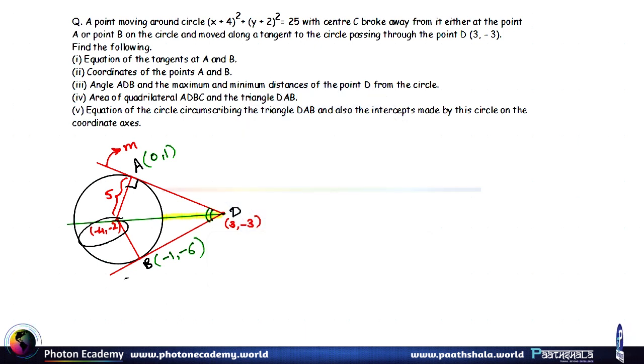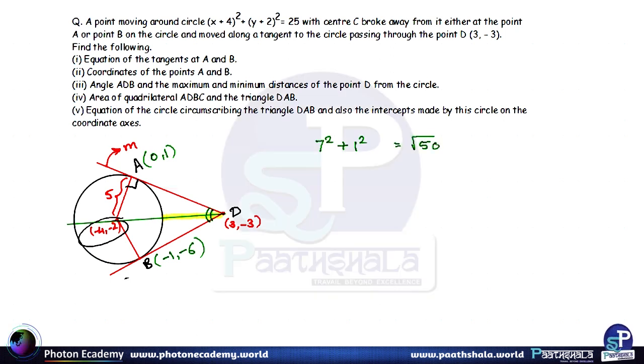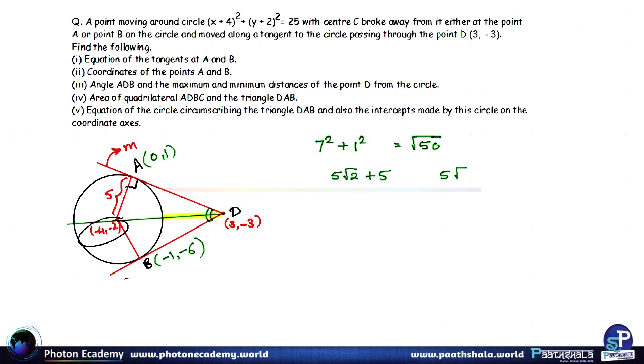So first let us find out the distance between the center and D. So this is minus 4 and 3, so 7 square plus 1 square, so that is 49 plus 1, so root 50 is the distance between the center and point D. And then the radius of the circle we know is 5, so the maximum distance will be 5 root 2 plus 5, and the minimum distance will be 5 root 2 minus 5. Okay, now the next thing they have said is angle ADB.